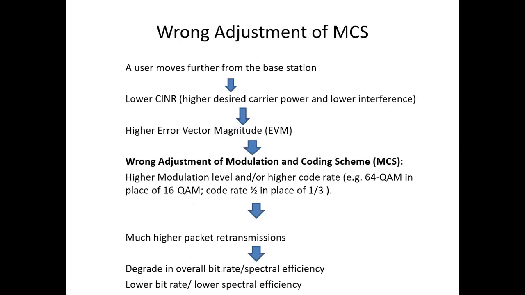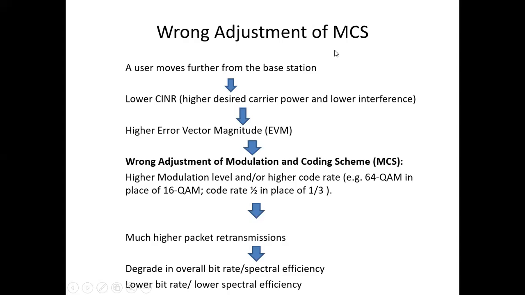So then you get a higher bit rate or higher spectral efficiency. But it is the other way around if your adjustment is not correct. What happens? A user has moved further away, so lower CINR, and the error vector has increased. But you make a wrong adjustment: you increase the modulation and coding scheme. Both the code rate and modulation levels are increased.